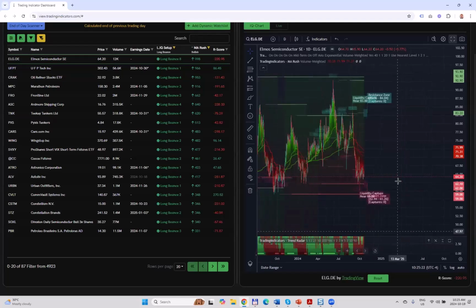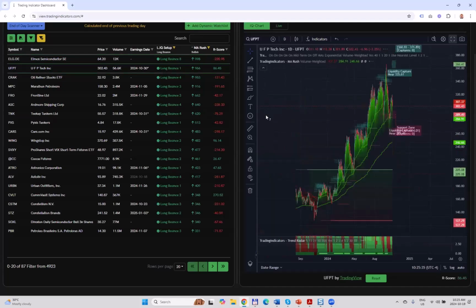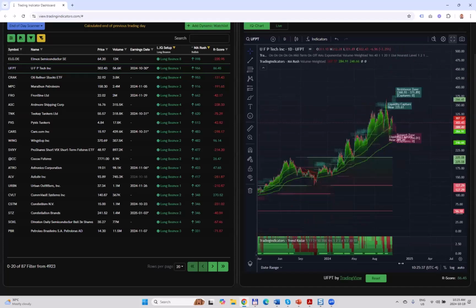We'll see. We can look at this one, but I'm going to move over to the next one. Perhaps we can see some better ones. Okay, so the next one is this one here. Which one is this? UFP Technology Inc. Another kind of bizarre stock, but let's look at the chart here.